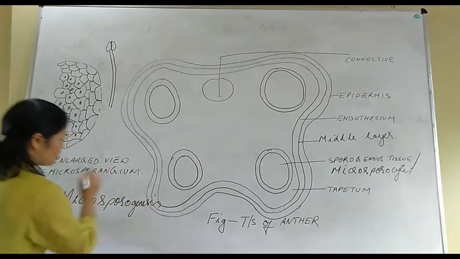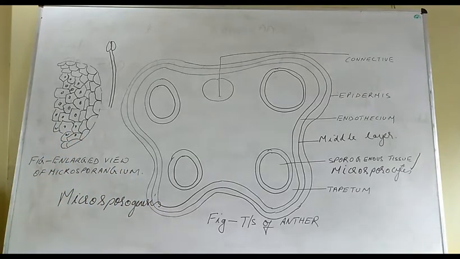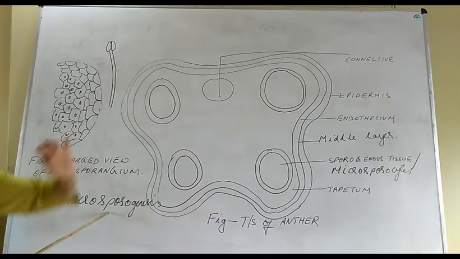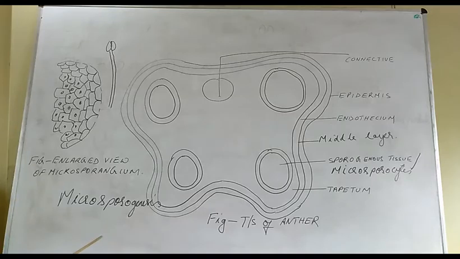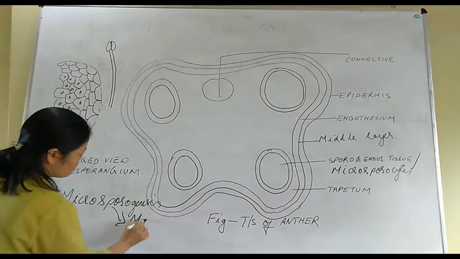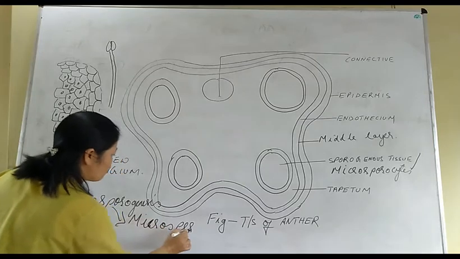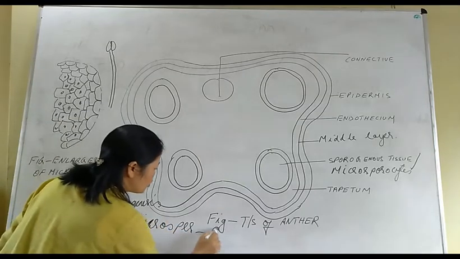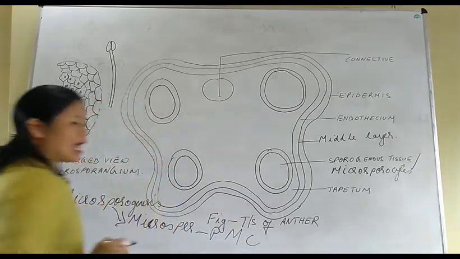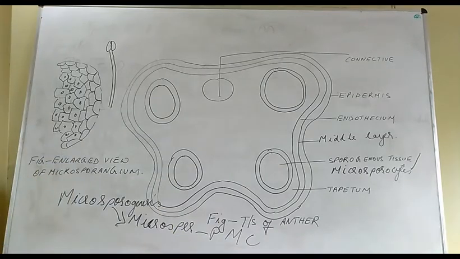Sporogenesis. What is microsporogenesis? Microsporogenesis is the process of formation of microspores from the pollen mother cell, PMC, through meiosis.